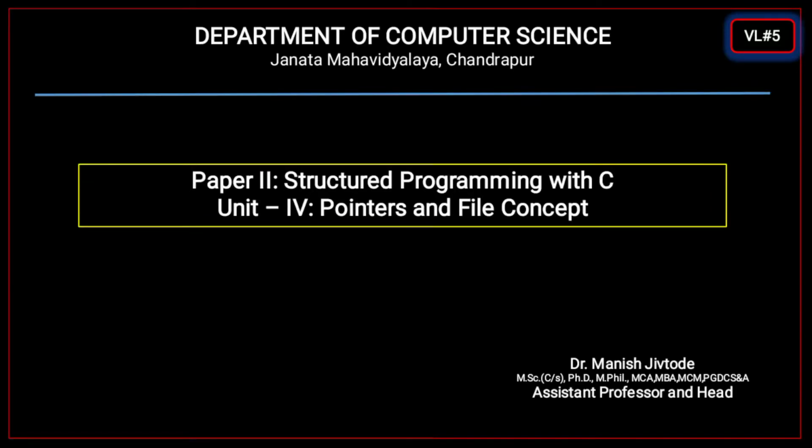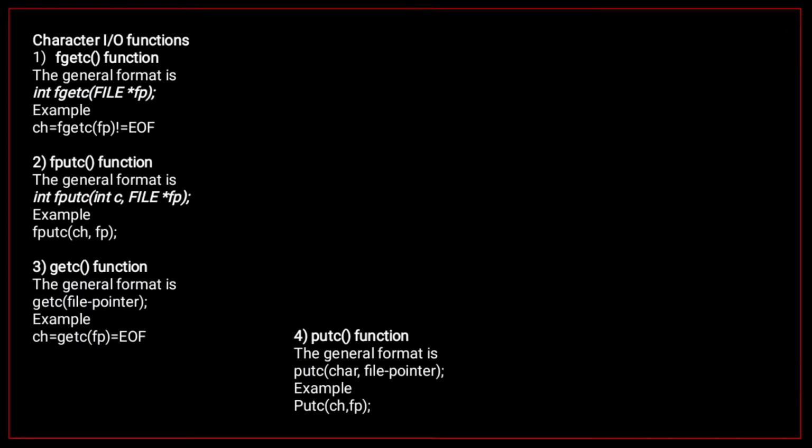Topic is character input output functions. Now first function is fgetc function. This function reads a single character from a given file and increments the file pointer position. The general format of this function is int fgetc(FILE *fp); Now this is the example to use fgetc function.